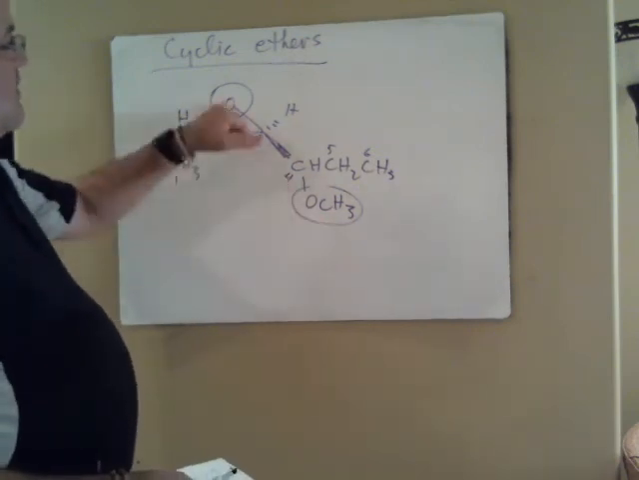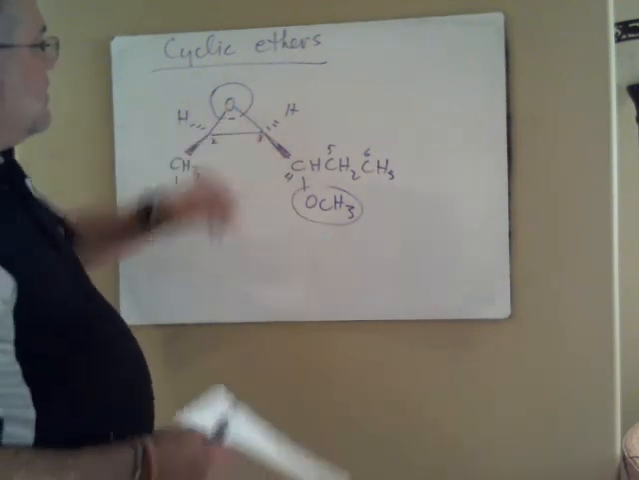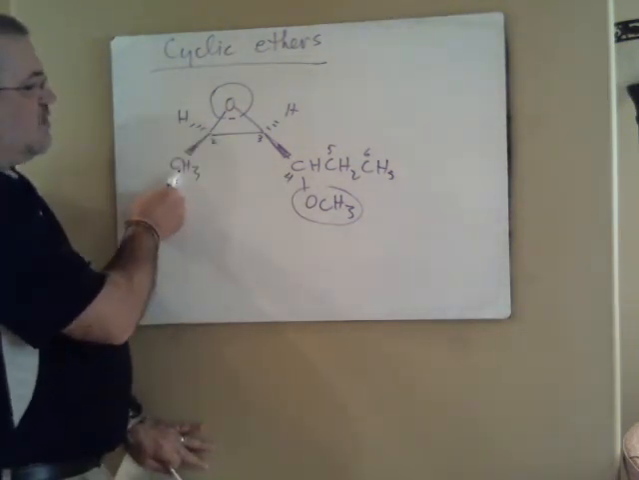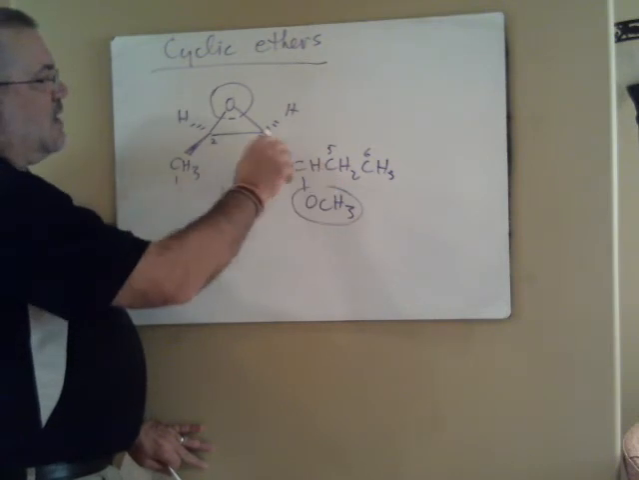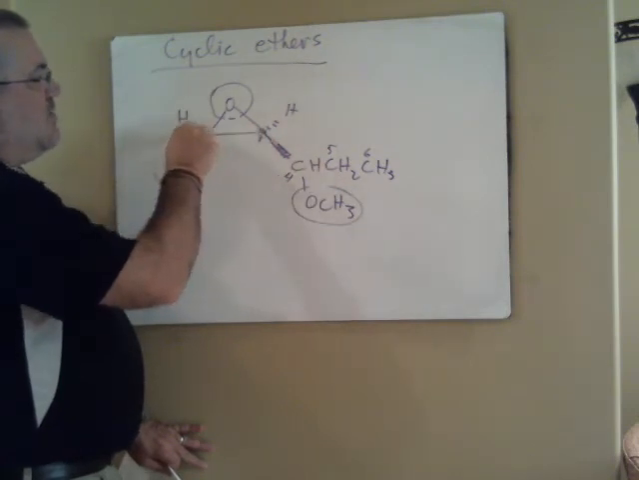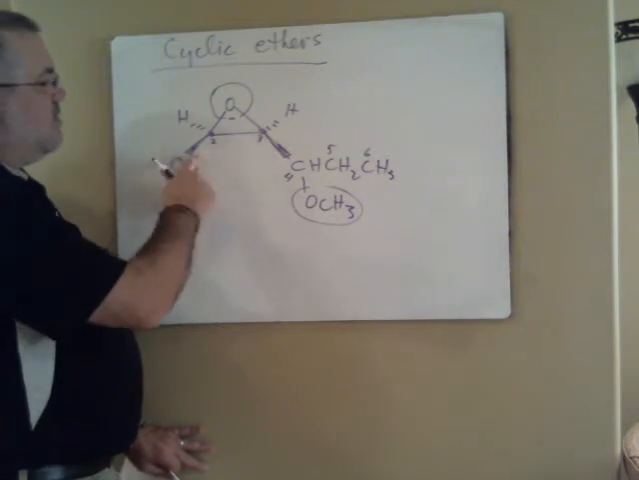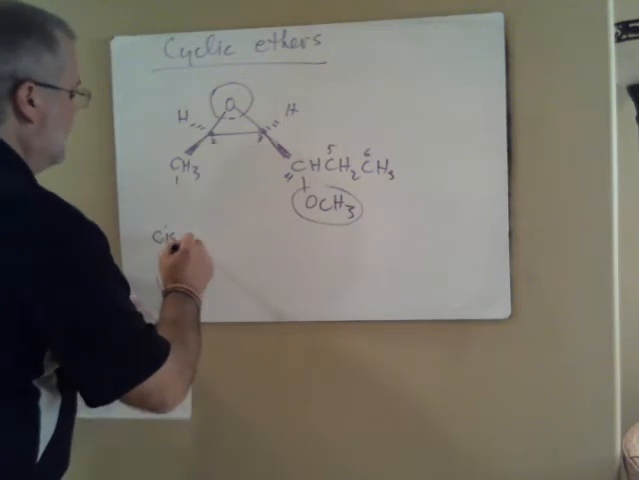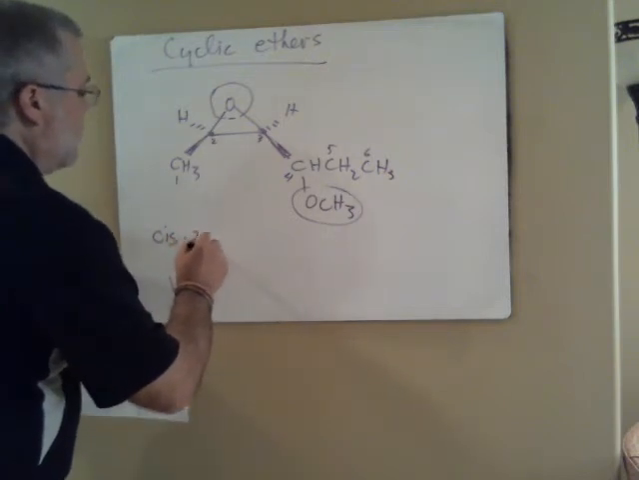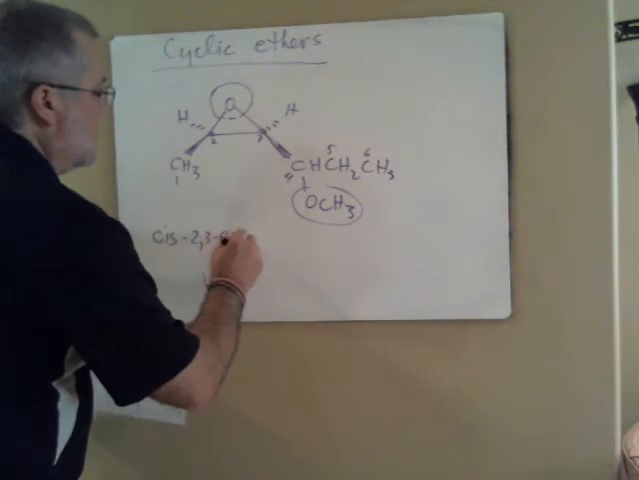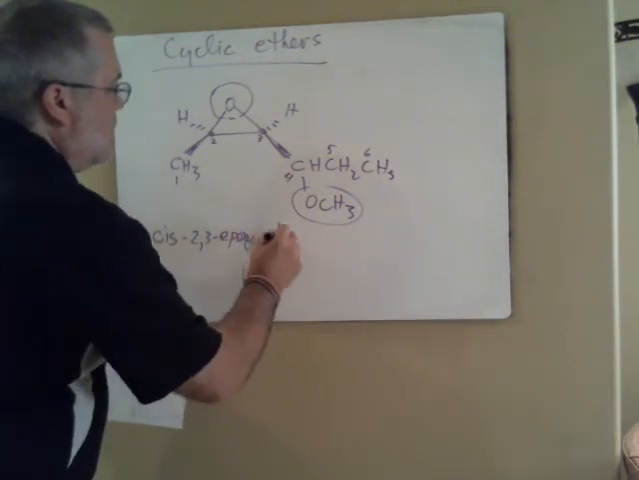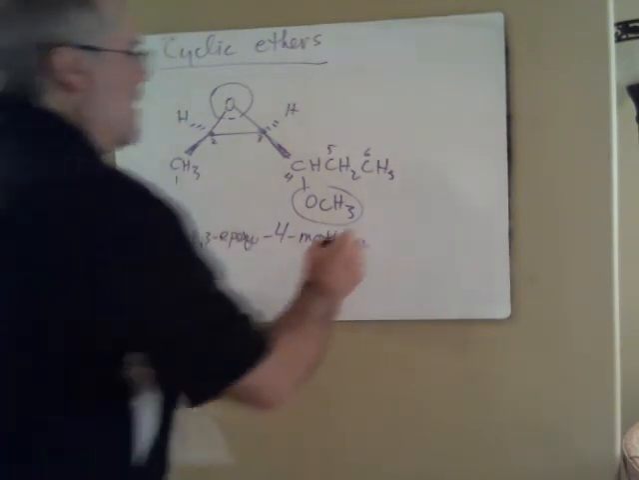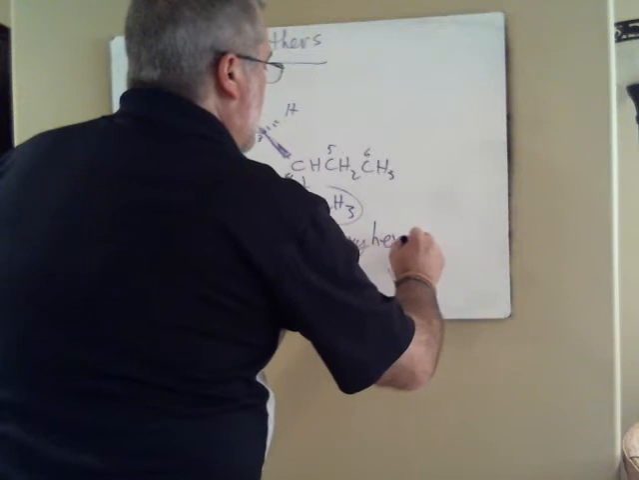So there's not a cis and trans in relation to these two substituents, but there is a cis and trans in terms of the epoxide, right? This group and this group, if you're looking in terms of the attachment of the epoxide, these two groups are cis to each other, right? So this is a cis-2,3-epoxy, right? And then it's 4-methoxyhexane.